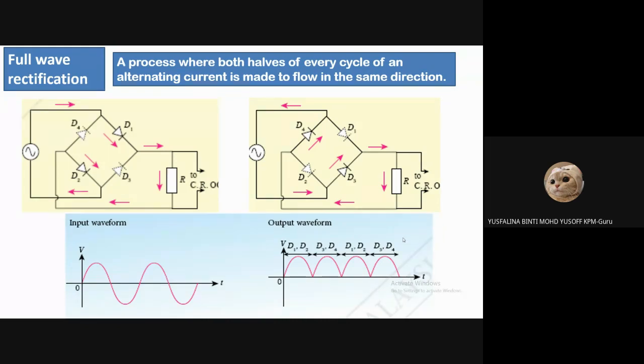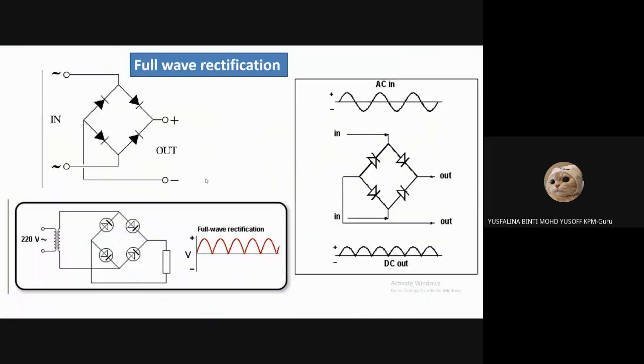Okay, full wave rectification. All right, so this is a diagram. Also the same thing. Just this one is a complete one. They have the resistor and also the transformer to step down. You cannot put 240 volt into your phone.